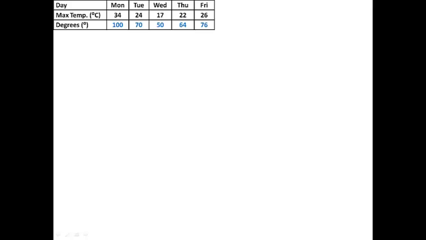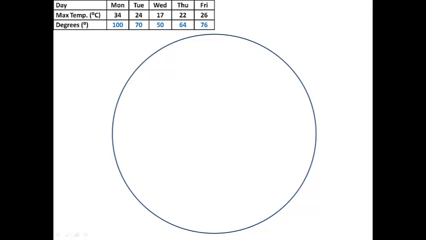We start our pie graph by drawing a circle, and then once we have drawn the circle using a compass, we draw a line from the center of the circle to any point on the circumference, to any point on the circle. Now we are going to plot the graph for Monday, which is 100 degrees.